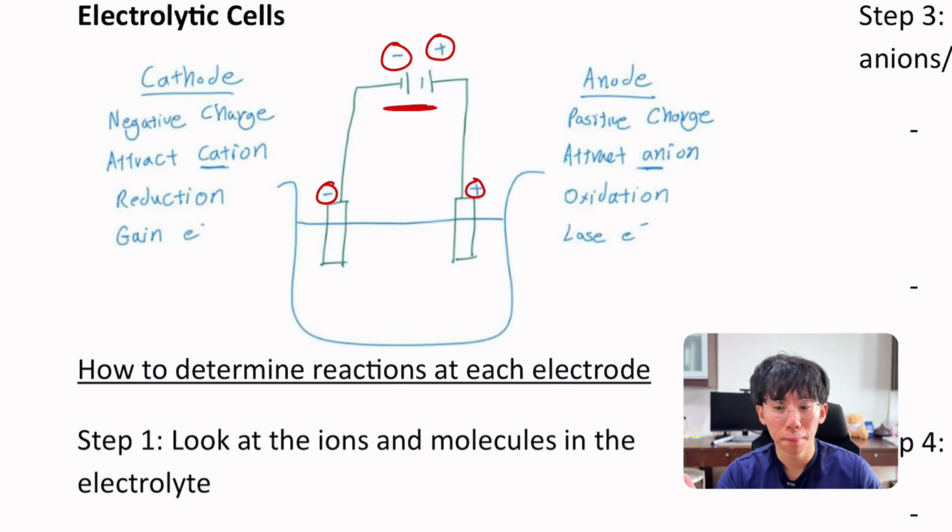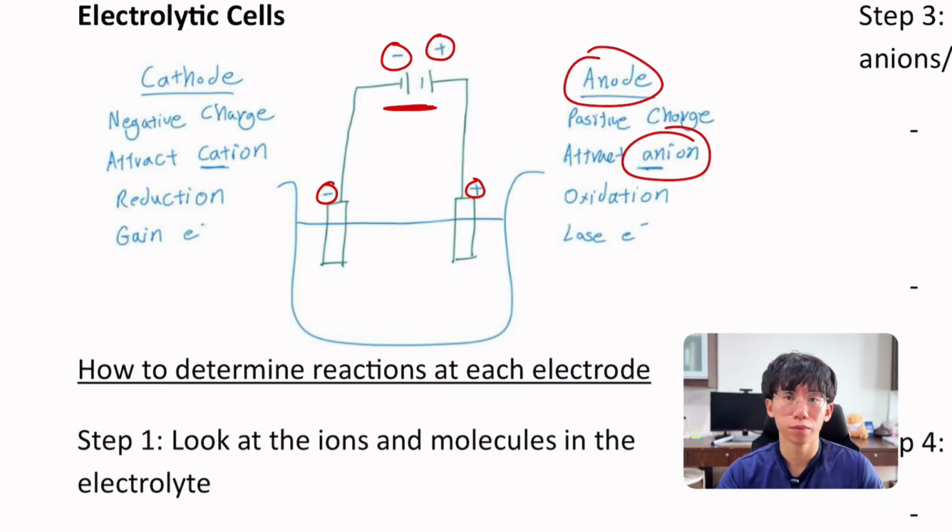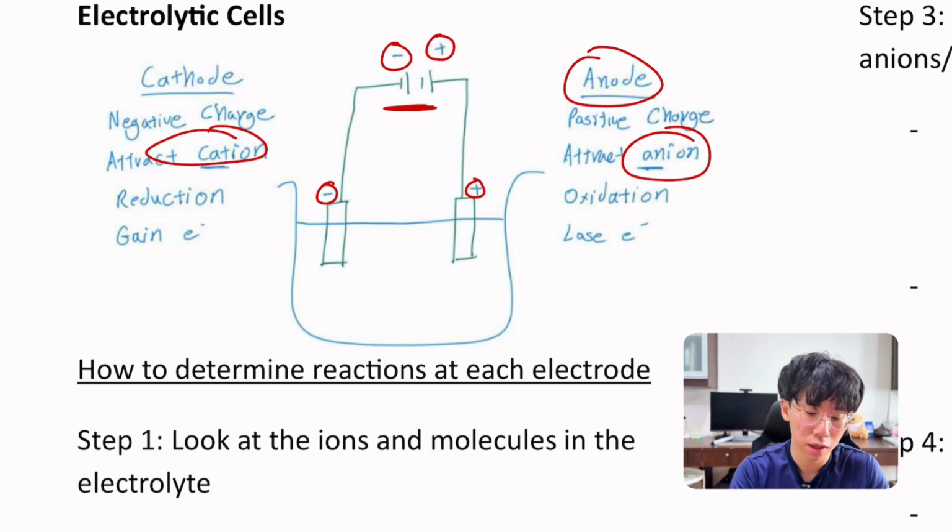This matters because you can tell which side is the cathode and which side is the anode already based on which side of the battery it is connected to. If it is the positive electrode, it will attract negative ions, which are anions. In other words, this positive electrode is also called the anode, whereas the negative electrode will attract positive ions, which are also called cations. And from there, you know the name of this electrode has to be the cathode.